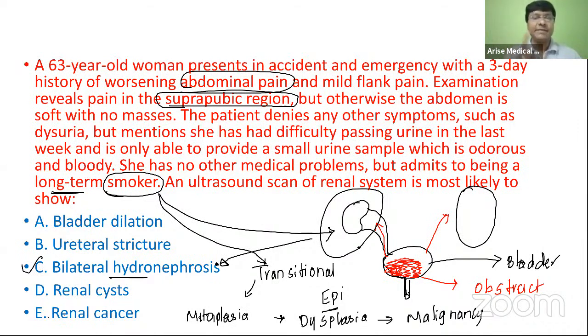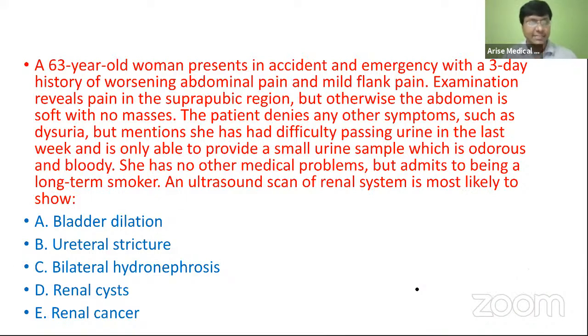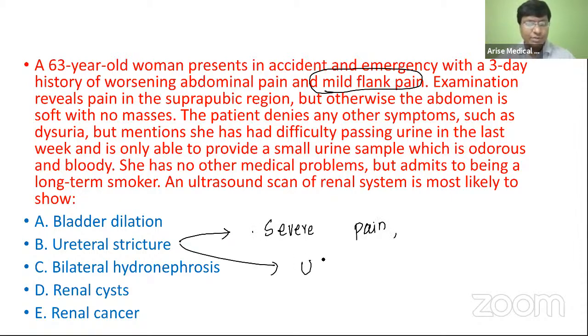Remember, there is a high chance of development of bladder malignancy in long-term smokers, which will cause obstruction of the urinary outflow that can cause bilateral hydronephrosis. Now you can ask me, sir, if there is urethral stricture, then also the individual can have backflow of urine causing bilateral hydronephrosis. Why is urethral stricture not the answer? Remember, in urethral stricture they will not have mild pain in the flanks. They will have very severe, unbearable pain. And not only that, they are more prone to recurrent urinary tract infections. Our patient has no dysuria at all. That is the reason why urethral stricture is ruled out.